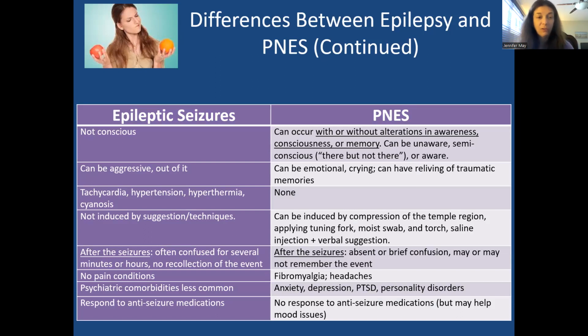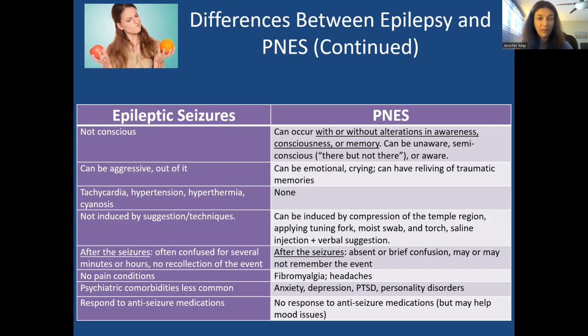Also, during epileptic seizures, people could be aggressive or just out of it, not being their usual self with their behavior. And with PNES, people could be emotional or even crying during an episode. And in certain cases, they might relive, almost in flashback fashion, a traumatic memory during the episode. And as I mentioned in the first video, there's a correlation between history of trauma and PNES. So that's partly why that could happen.